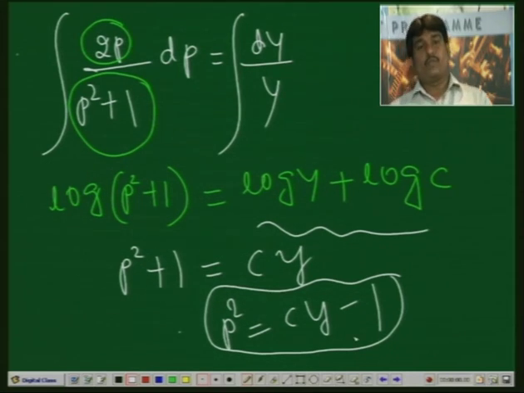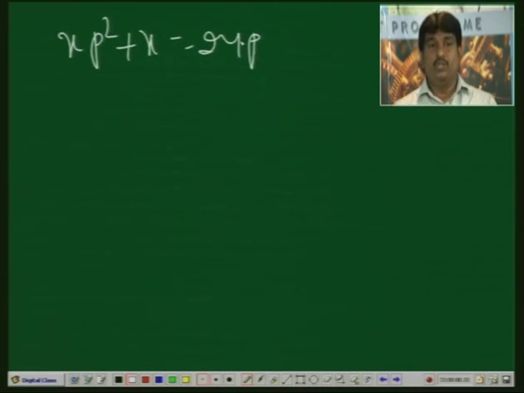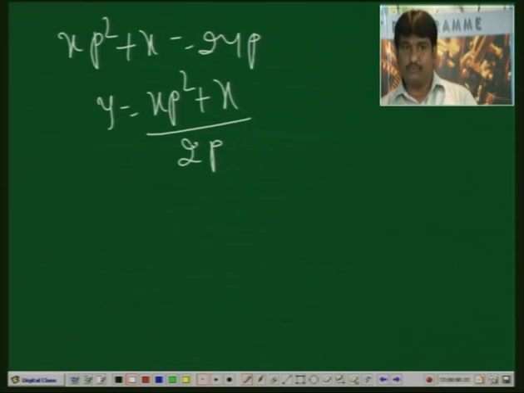Similarly, equations solvable for y. The same technique can be employed to solve this equation in terms of y. Let me take the example xp square plus x equals to 2yp. You can express this in terms of y as y equals to xp square plus x divided by 2p. I have expressed this in terms of y.